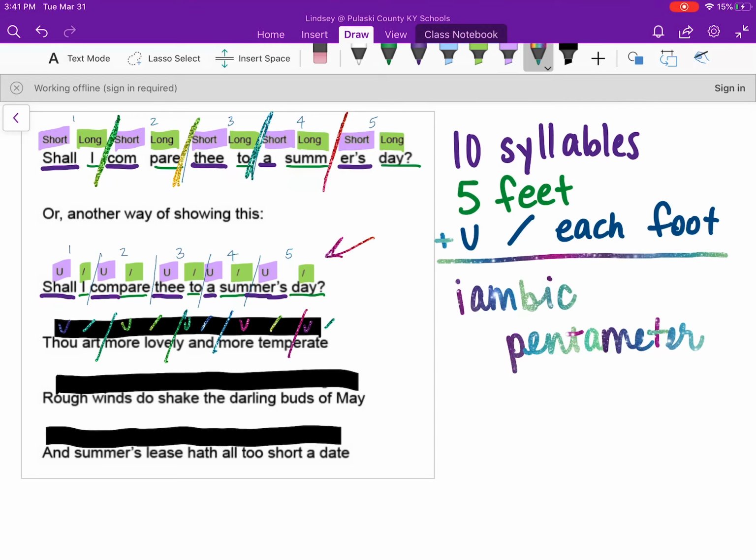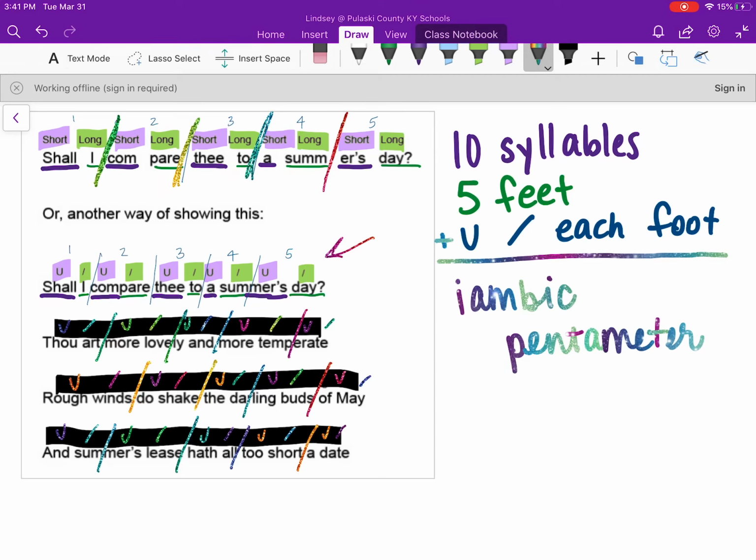The next line. Rough winds do shake the darling buds of May. And you can see it follows that same pattern of unstressed and stressed syllables. And summer's lease hath all too short a date. And again, 10 syllables, unstressed followed by stressed.